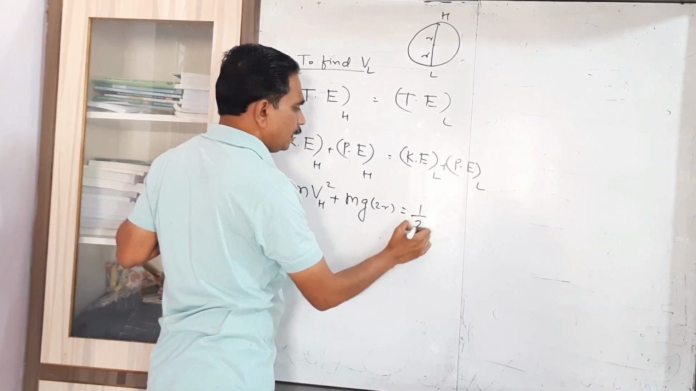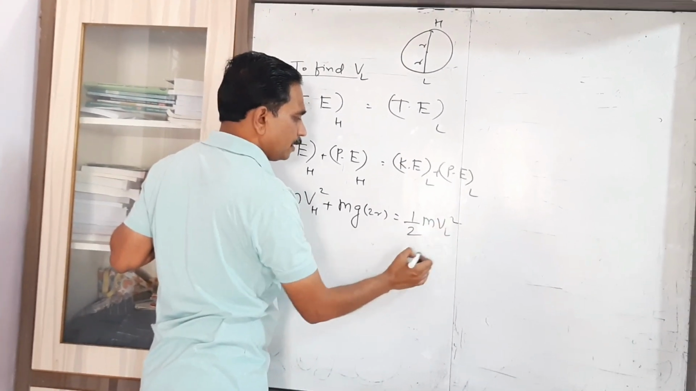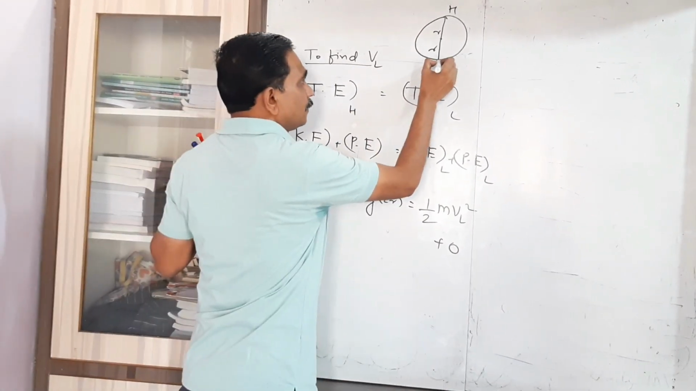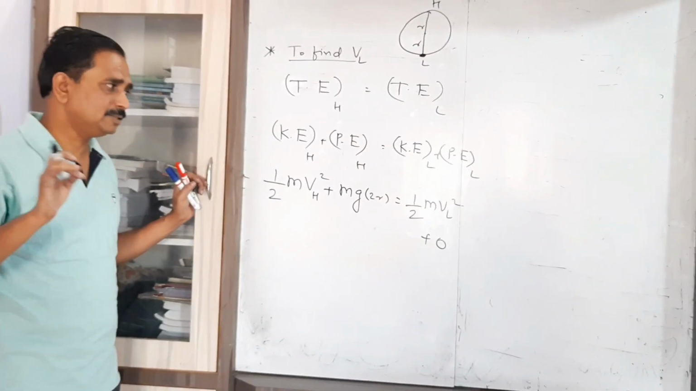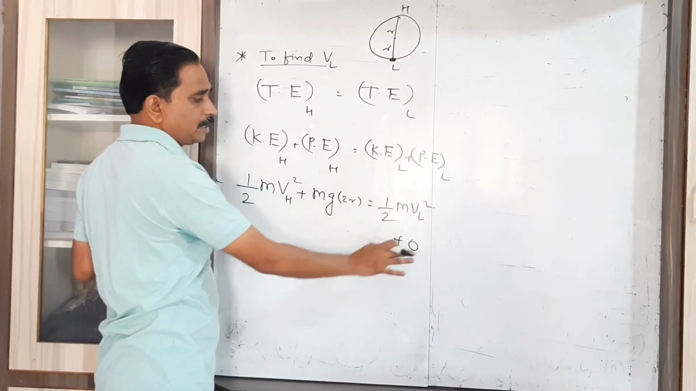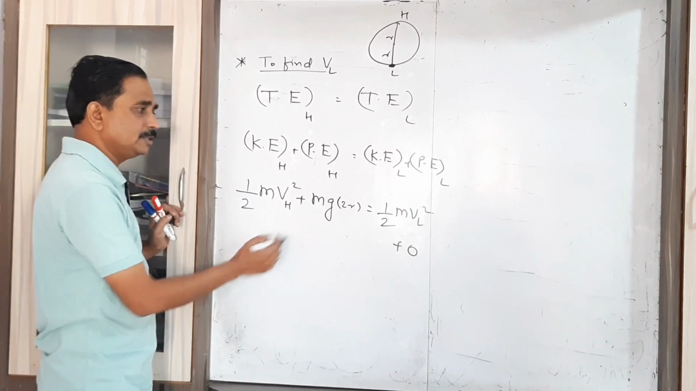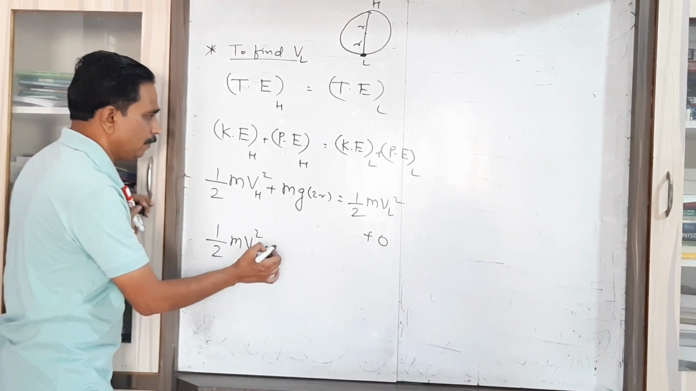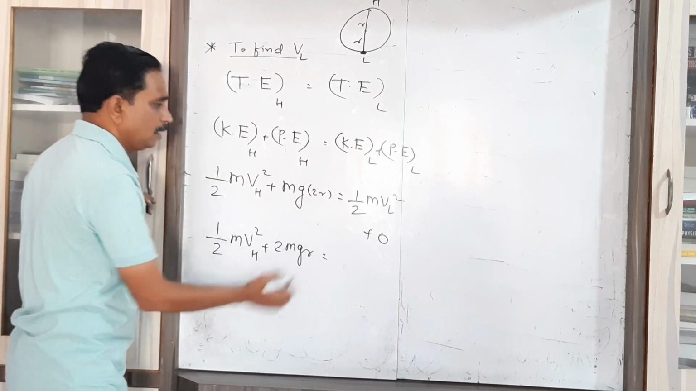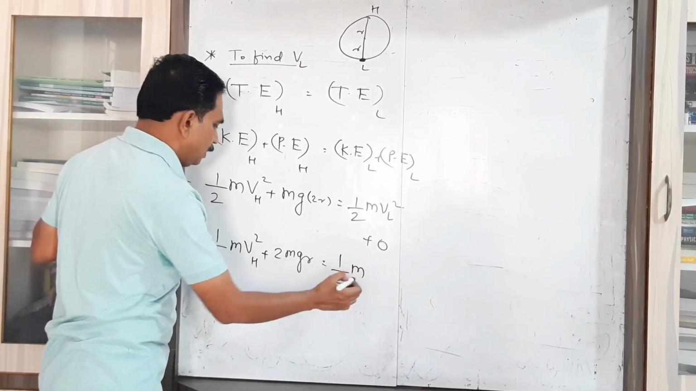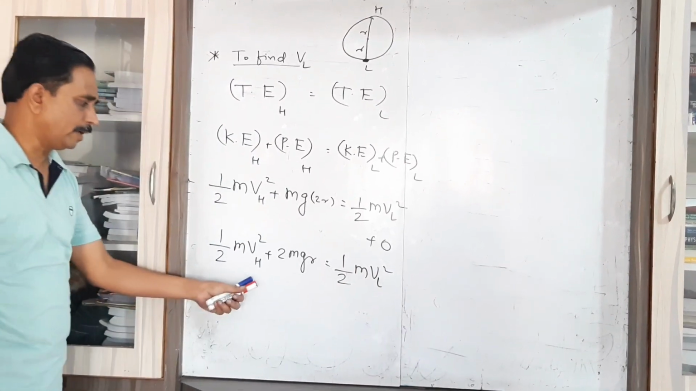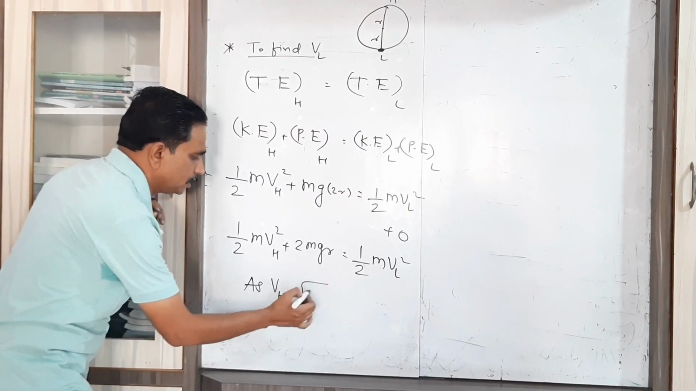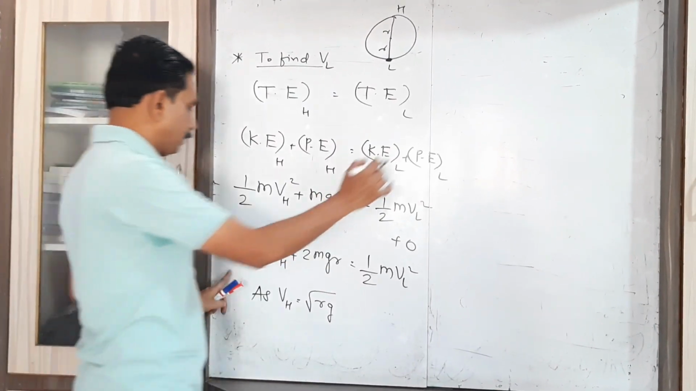That is equal to the kinetic energy at the lowest position, half m vl square. When the body is at the lowest position, that is the initial position, we consider its height to be 0. So the potential energy at the lowest position is equal to 0. Now just put the values: half m vh square plus twice mgr equal to half m vl square. Now put the value of velocity at the highest position, which is under root of rg.